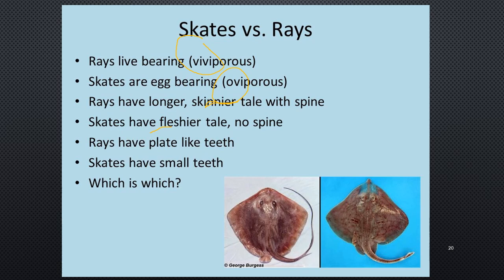So which is which? I'm going to give you just a minute, and you try to come up with which one you think is a skate and which one you think is the ray. Okay, did you come up with it? So this one right here on the left is a ray. The one on the right is a skate. Another way to tell the difference for me is that nose portion. In a skate, it tends to be a little pointier, typically speaking, and in a ray, it's a little more blunt. Okay?